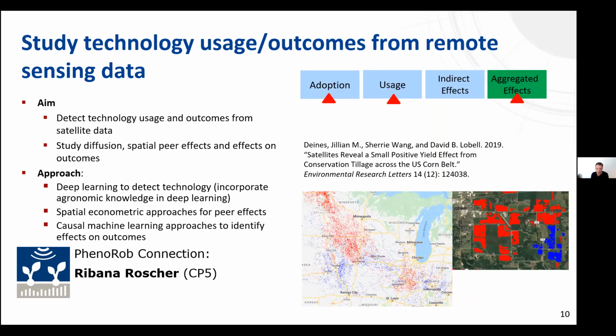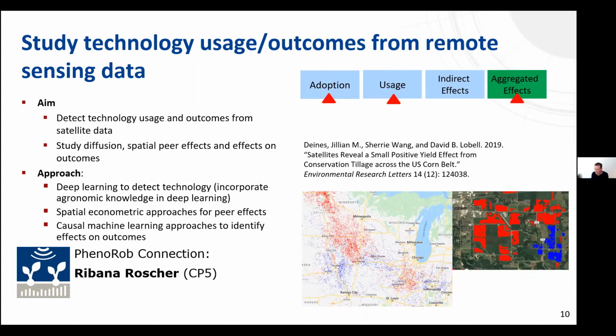technologies on outcomes. That is something I'm currently working on together with Ribana, planning to develop a project proposal. The core idea here is that we want to use deep learning approaches to detect technology usage from satellite data. Specifically, we're interested in seeing to what extent we can incorporate agronomic knowledge in these deep learning approaches, so using informed deep learning, for example, information about typical working steps that happen on the field, and to see to what extent that can help to detect certain technologies or managements.